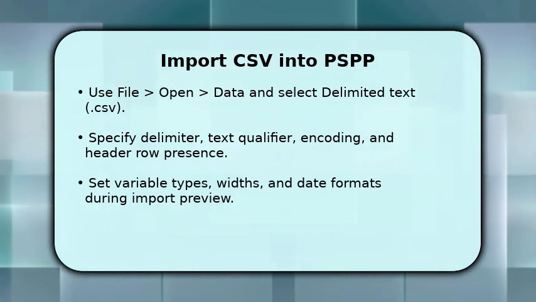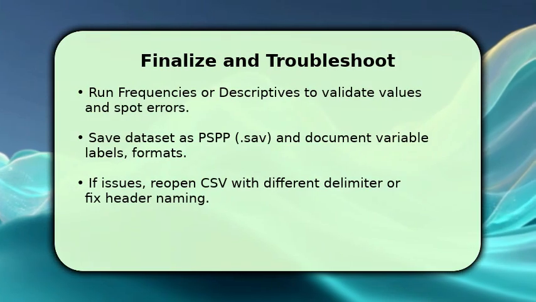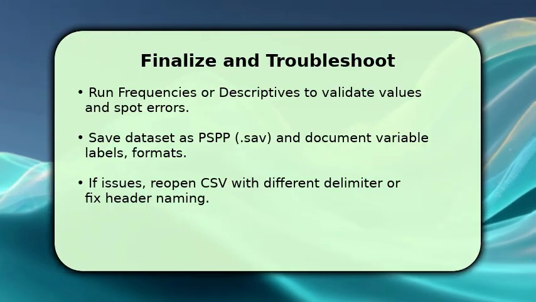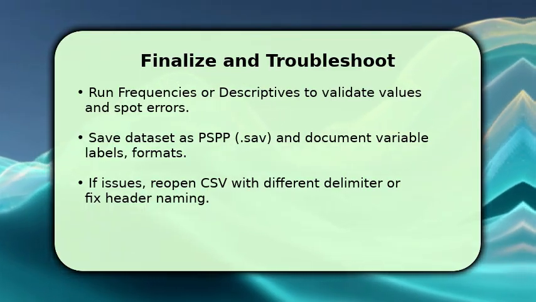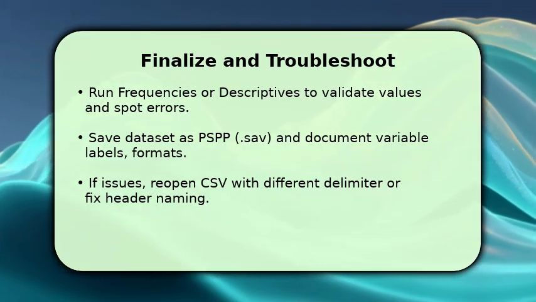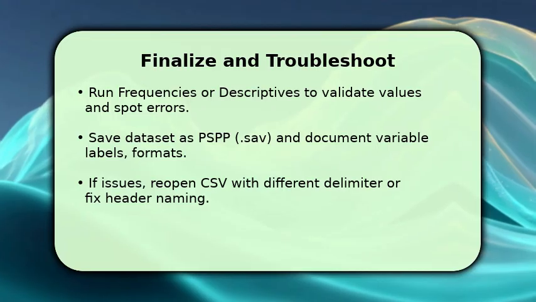You finish by validating the imported data. Run frequencies and descriptives to check ranges, missing values, and category labels, because quick checks catch parsing errors. Then save the cleaned file as a PSPP .sav file and add variable labels and value labels for clarity.